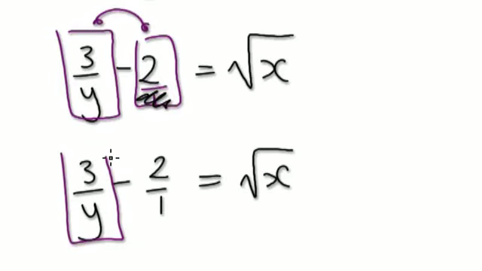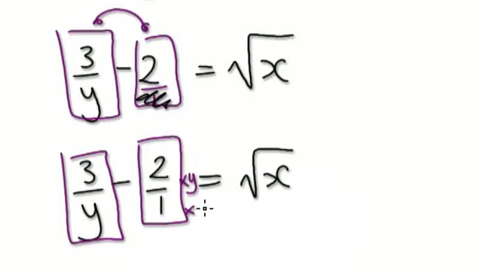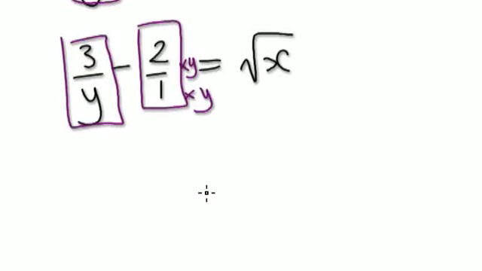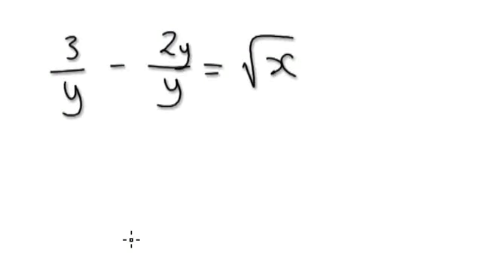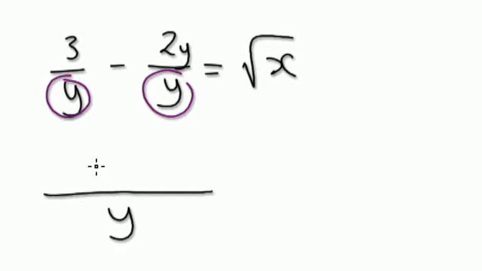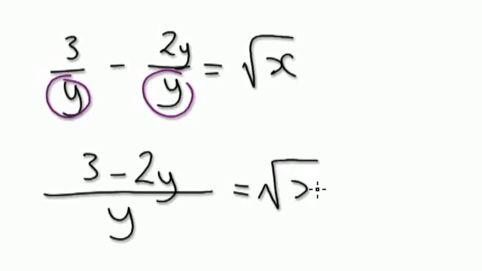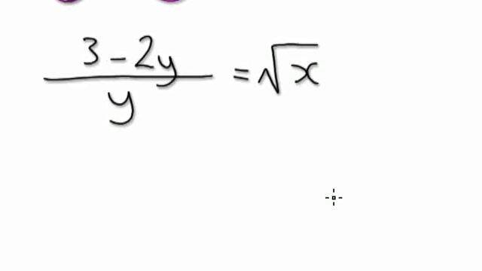Then in order to merge these two fractions, the two denominators have to be the same. So on this one, times top and bottom by the same thing. Let's times it by y. So this thing here will become 2y over y, and then you've got this thing over here. Now that the two denominators are the same, you can merge them. So it will be (3 minus 2y) over y equals root x. And now, actually, square both sides.